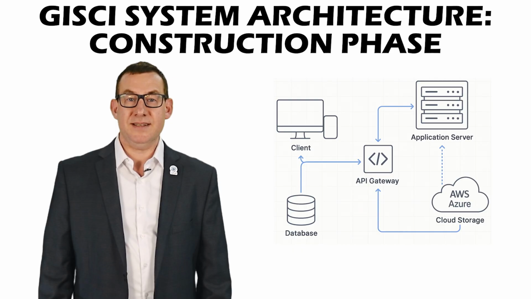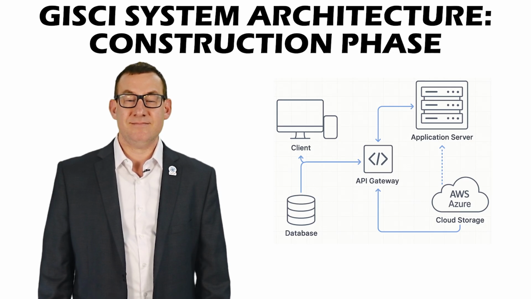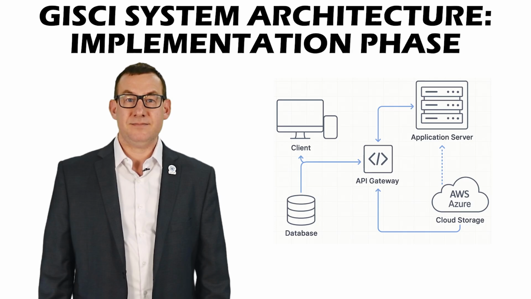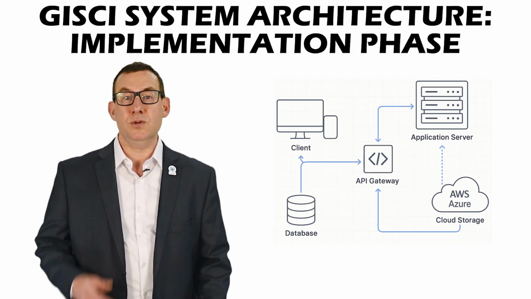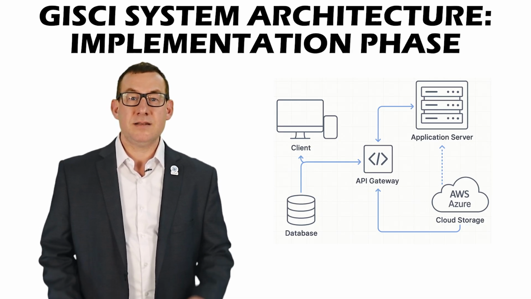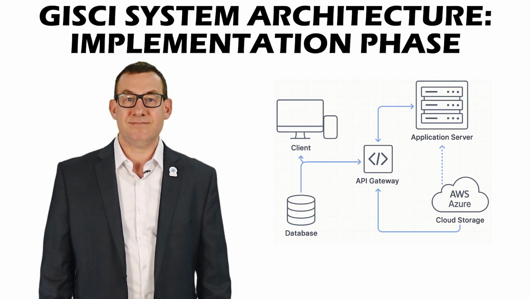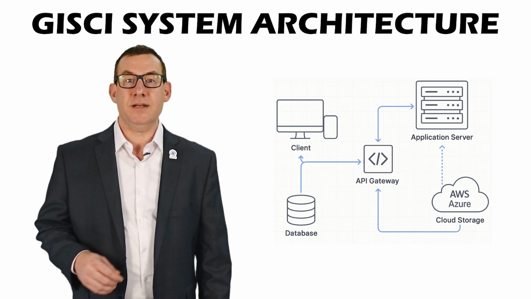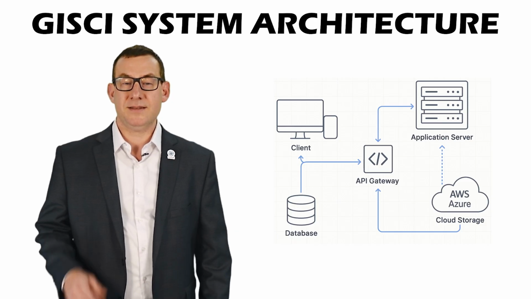Next is the construction phase. The construction phase includes acquiring hardware, configuring virtual machines, building databases, setting up file systems, and developing prototype applications. Lastly is the implementation phase. The implementation phase deploys the system to users, completes integration and operational testing, provides training, and establishes maintenance operations. These 4 phases together make up the architecture process, from concept to deployment.